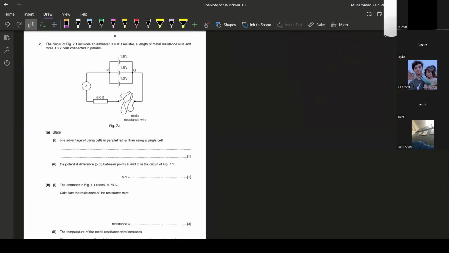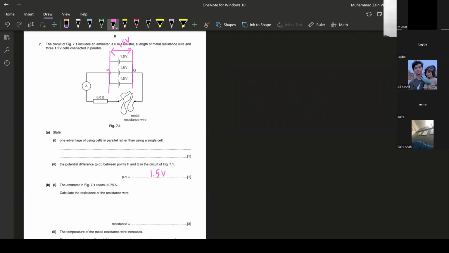So the next part: the potential difference, PD, between points P and Q in the circuit of figure 7.1. If this is point P and Q, what would be the potential difference across these points? This is an arrangement in parallel. We know that in a parallel arrangement, the branches have the same potential difference. So this whole would also be 1.5 volts. That would be my answer, 1.5 volts, so I just write that.